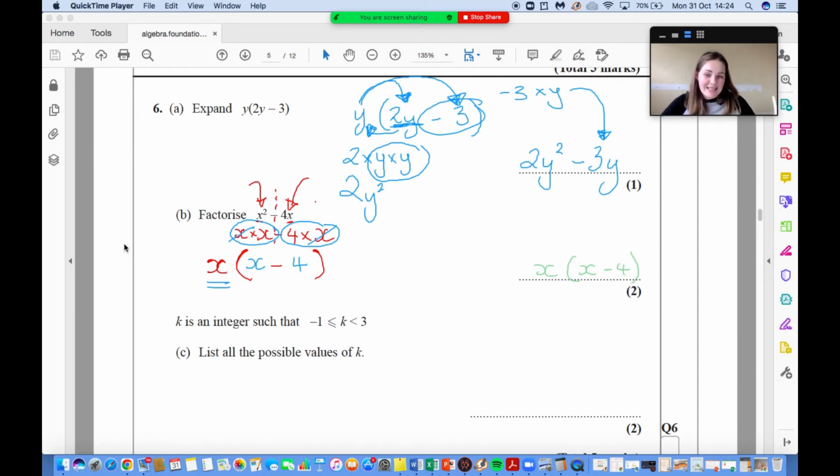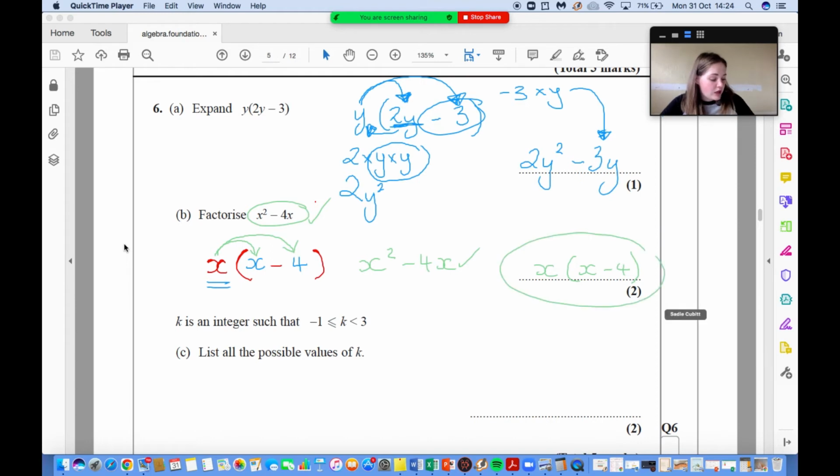And the reason that is how it is, is because if I were to expand that again, I want to make sure that I get back to my original equation just here. So let's expand it and check. You've got x times x, which is x squared, and you've got x times minus 4, which is minus 4x. And yes, look, it's exactly the same as the one that we were given in the question. So we know that our factorisation is correct.